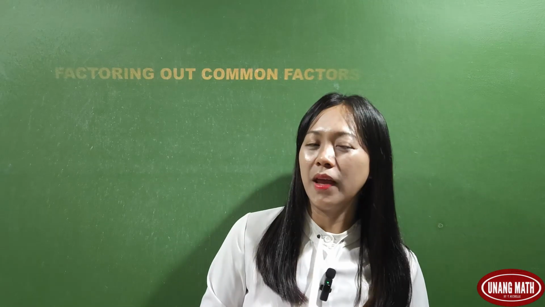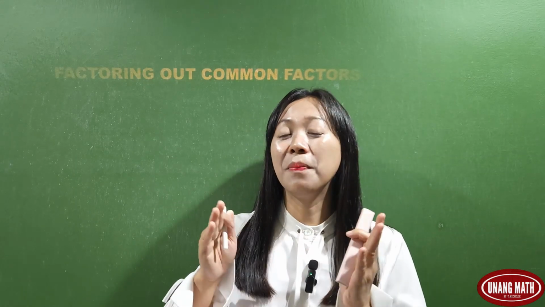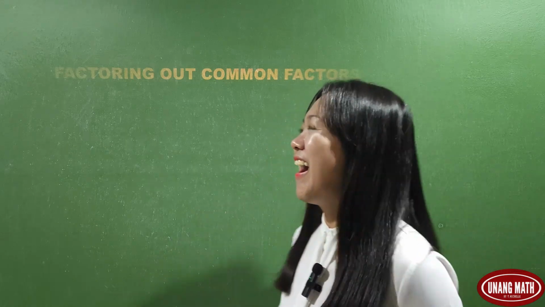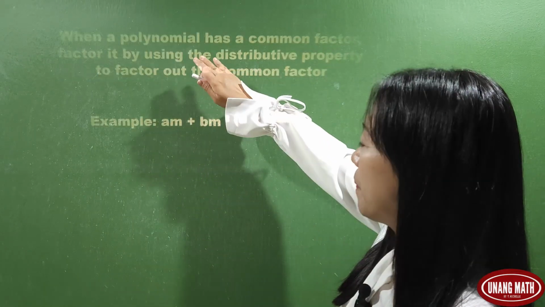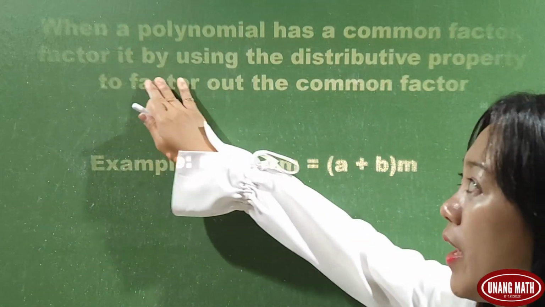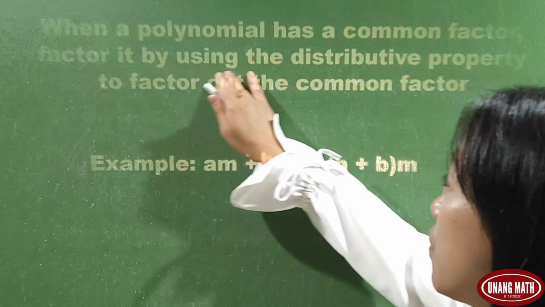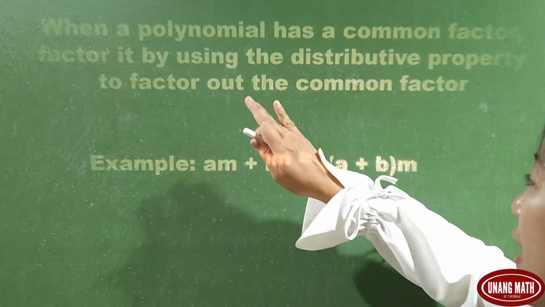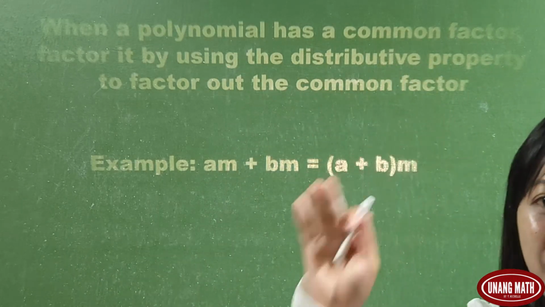You might be wondering, why do we need to factor out? Factoring out is important to make the polynomial simpler, and later on, it would be easier to find other patterns. Okay, let's start. When a polynomial has a common factor, what we need to do is factor it by using the distributive property to factor out the common factor.